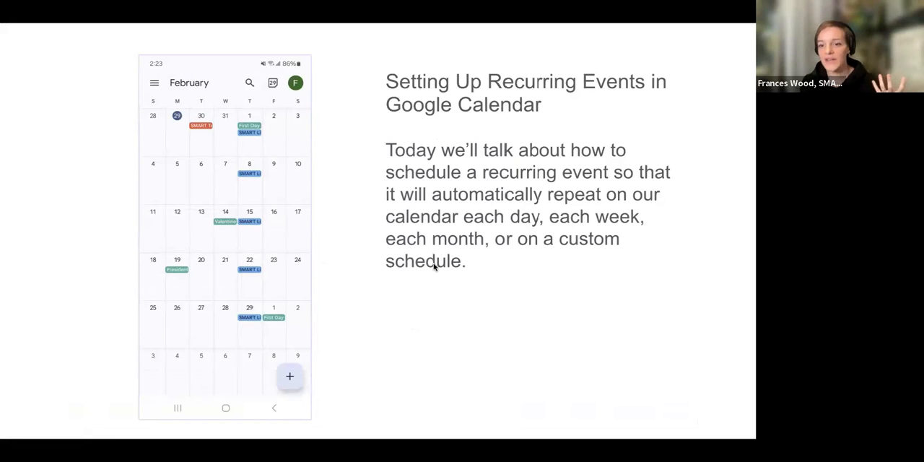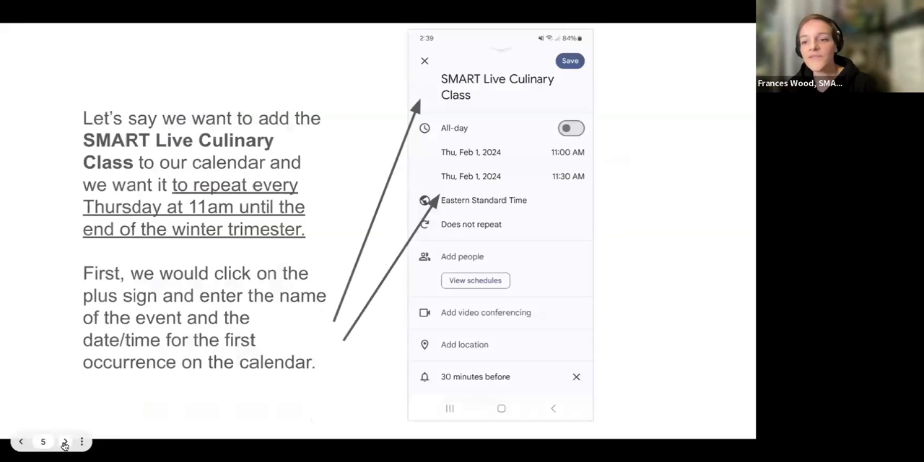You can set these up to automatically repeat every day, every week, every 2 weeks, every month, or you can set up a custom schedule however you need to. But it saves a lot of time because you're not entering it over and over again. You're entering it once and it's populating the calendar for whatever period of time you set up for it to recur in that succession. Okay, so for this example, I wanted to do the Smart Live Culinary class, which is on Thursday at 11. And I want to set it up so that I have this in my calendar until the end of the winter trimester, okay?